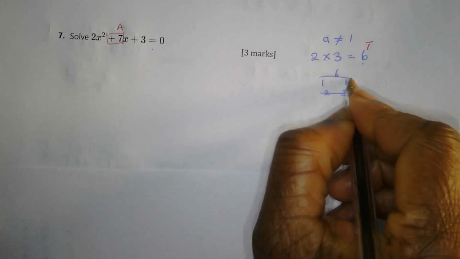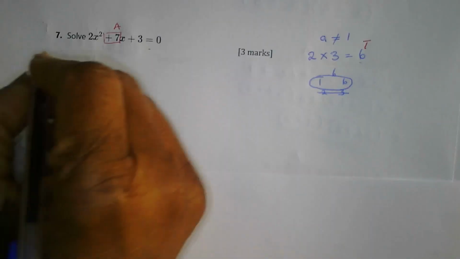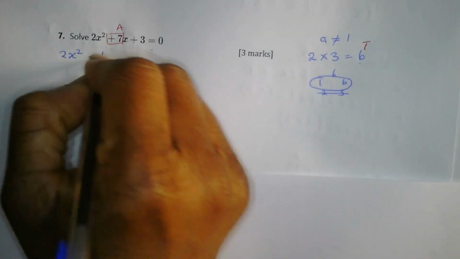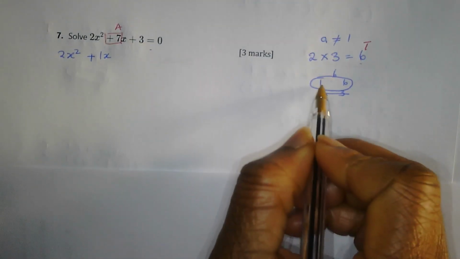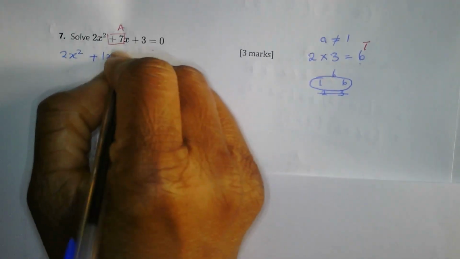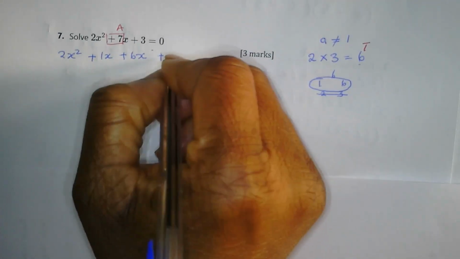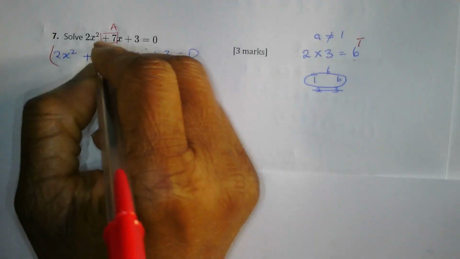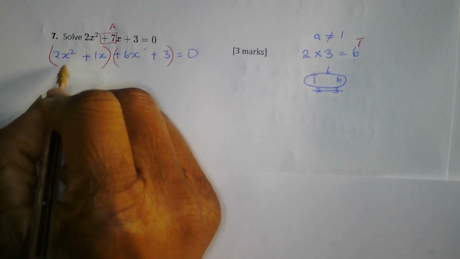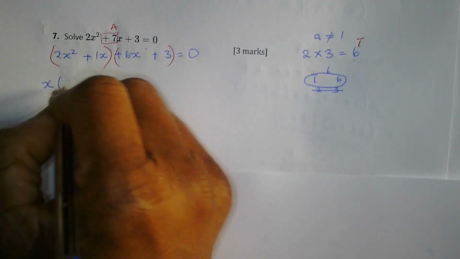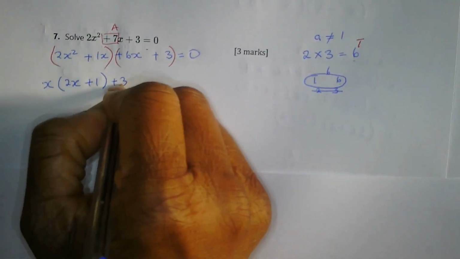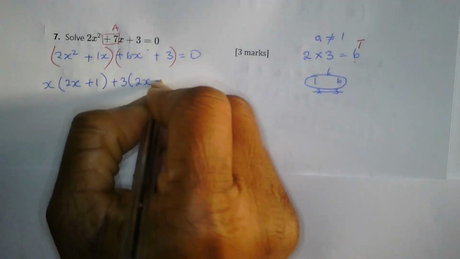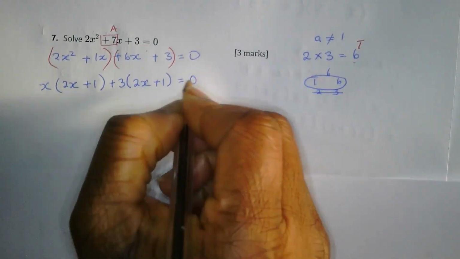So we pick this. Now let's rewrite this. It becomes 2x squared plus 1x. Of course, you can write this just as x. I put it here to emphasize where the 1 has come from. Plus 6x plus 3 equals 0. In closing brackets, and we have x on the outside. We've got 2x plus 1, plus 3, 2x plus 1 equals 0.